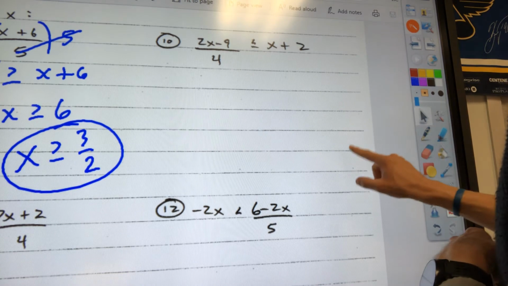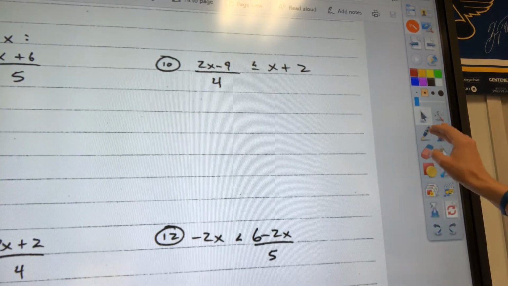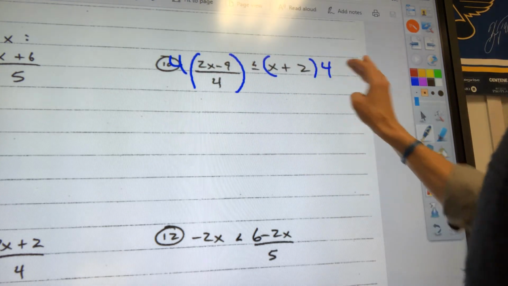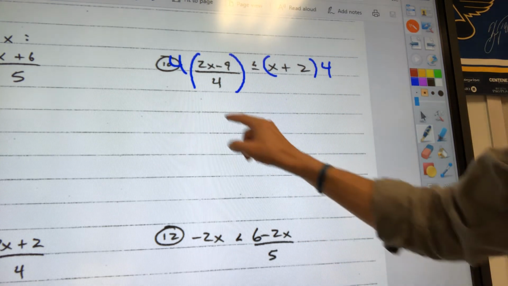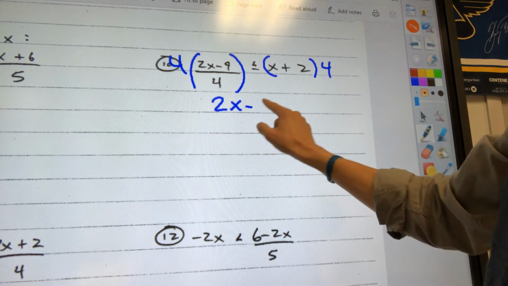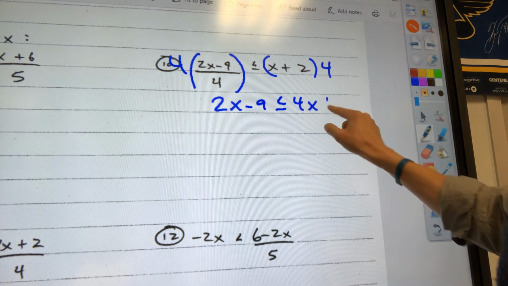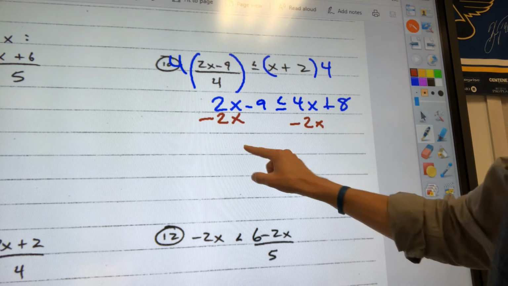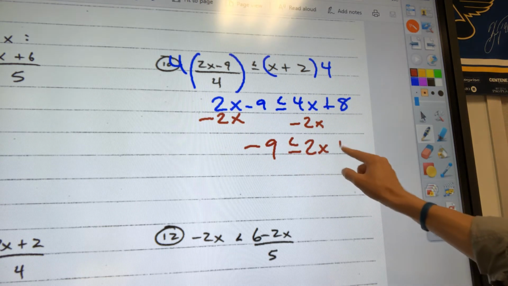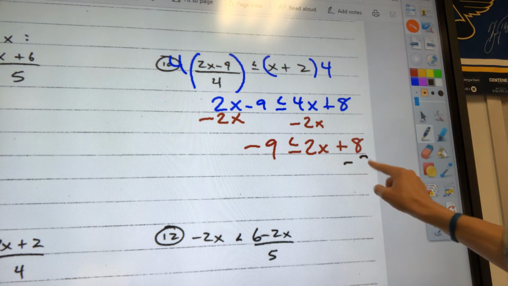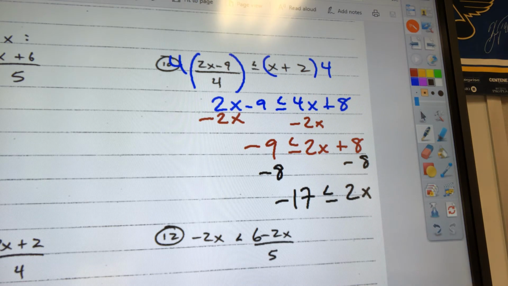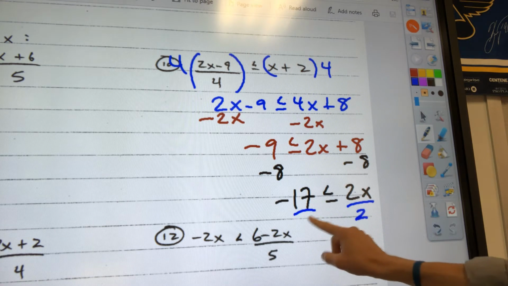Let's talk about 10. Okay, on 10, I recommend, just like we did on this last one, let's multiply everything by 4. Okay. 4's cancel. 2x minus 9 less than or equal to 4x plus 8. Subtract 2x. -9 less than or equal to 2x plus 8. Subtract 8 from both sides. -17 less than or equal to 2x. And divide both sides by 2.